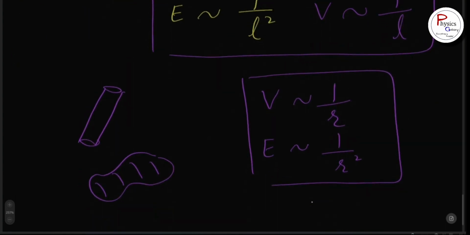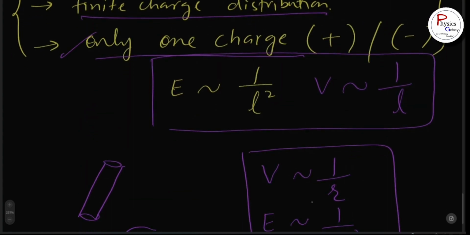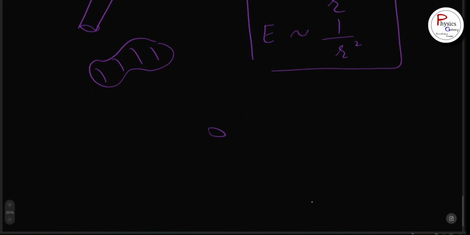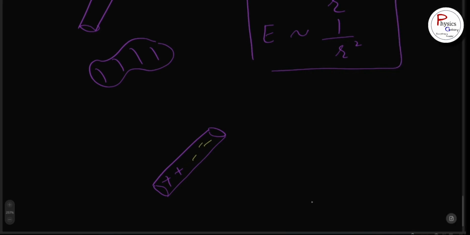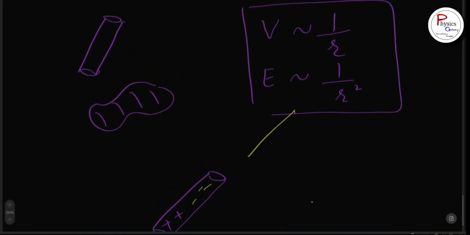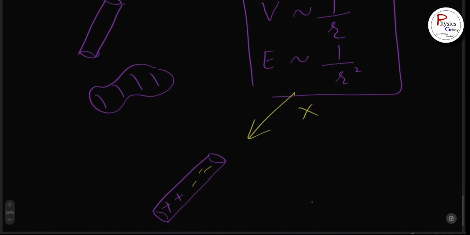By this condition I mean it should not be like this. Suppose you have a cylindrical charge distribution, there is positive on one side and negative on the other side, so this does not apply for this case.